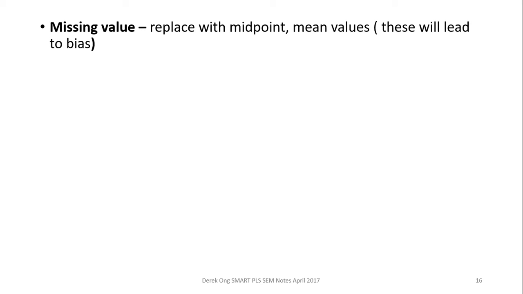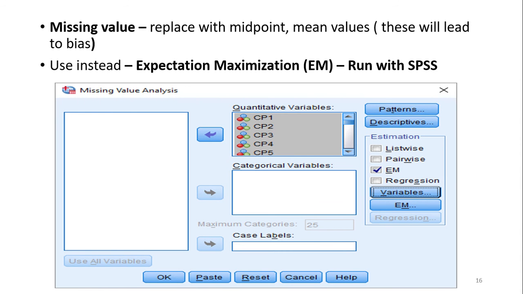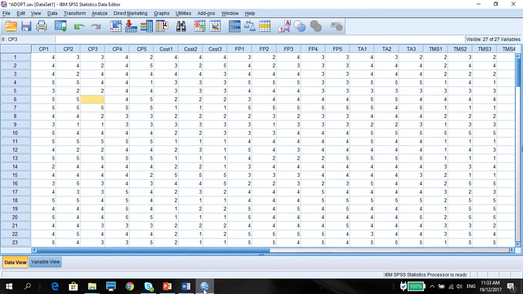missing values is using the mean value or the midpoint. But some researchers say that this will lead to quite some bias in the analysis, because we are talking about variance maximization here. So whenever we use the midpoint, we are actually devaluing the analysis of variance maximization. One of the alternatives that I'm going to introduce to you is expectation maximization, which uses all the information in the data set to recalculate the expected value in that missing cell that you run with SPSS. Okay, so I'm going to show you how to do that now.